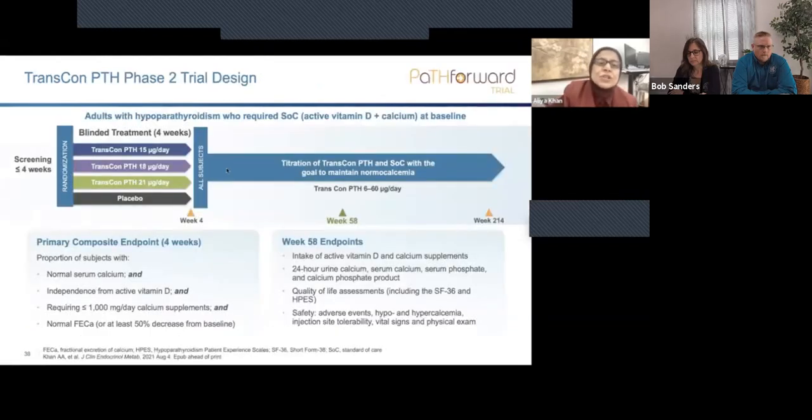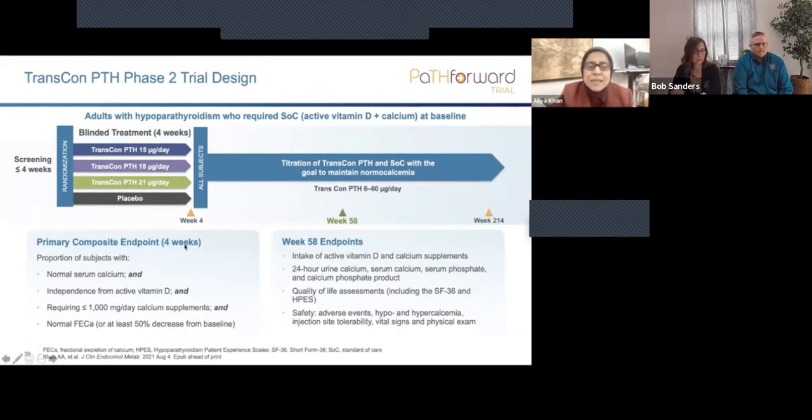And so the phase 2 trial looked at TransCon PTH 15 micrograms or 18 micrograms or 21 micrograms a day in comparison to placebo over 4 weeks. And then there was titration of the TransCon PTH and standard of care with a goal to keep the calcium normal. And the doses of TransCon PTH that were used were 6 to 60 micrograms a day.